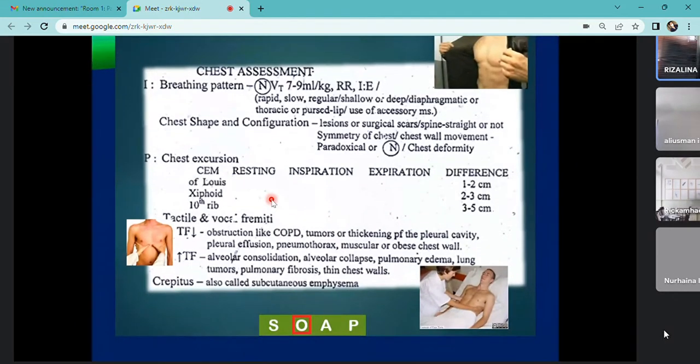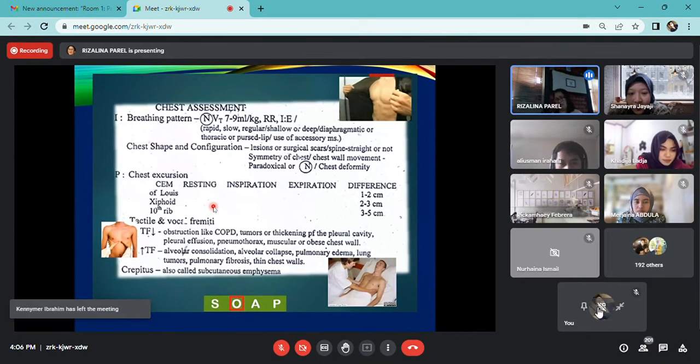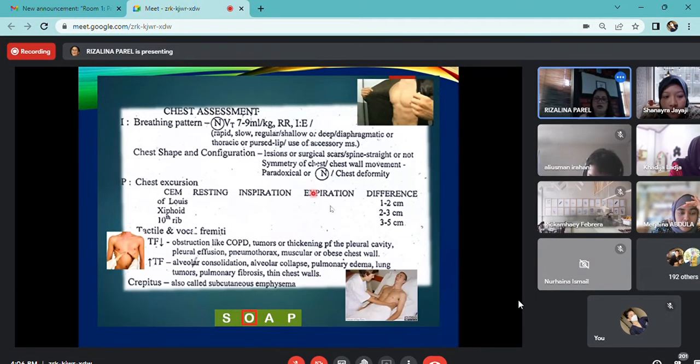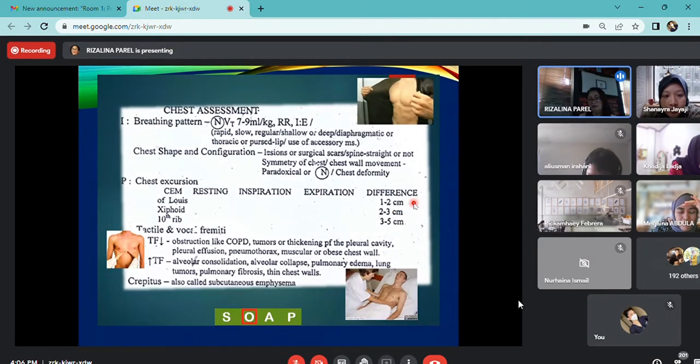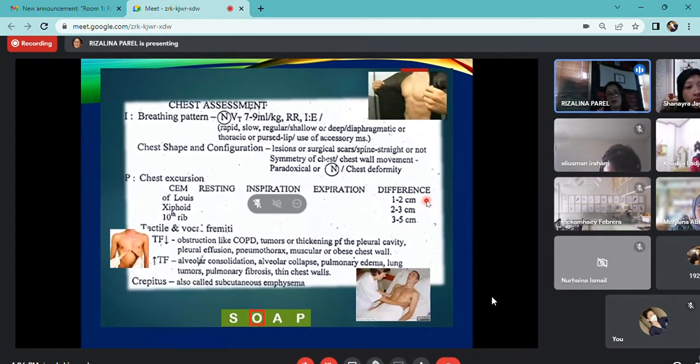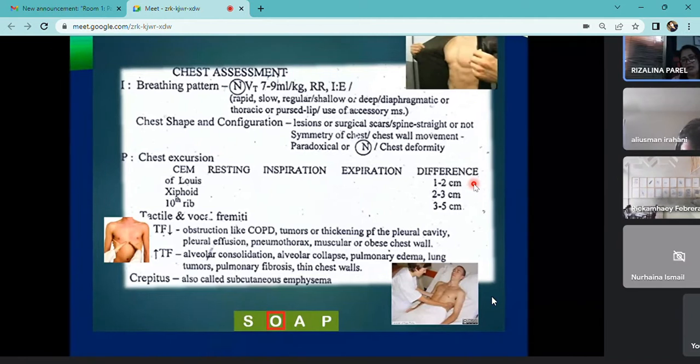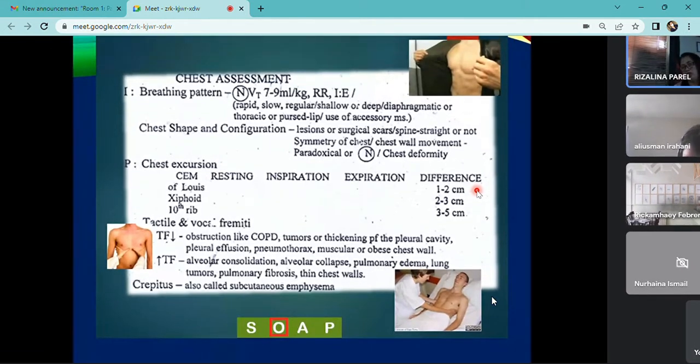So what are we checking for chest expansion measurement? That during inspiration and expiration, the difference should be 1 to 2 centimeters at the angle of Lewis. That means the chest expanded because of the increase in the volume of air. If the patient is able to increase it to more than 2, then that is better. It means the patient can double or triple the tidal volume.